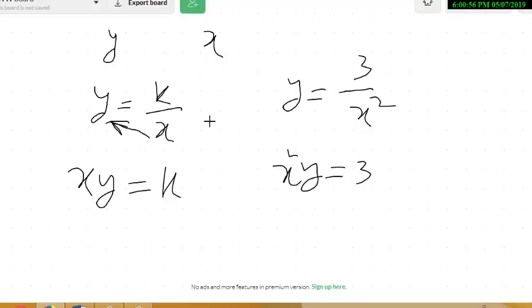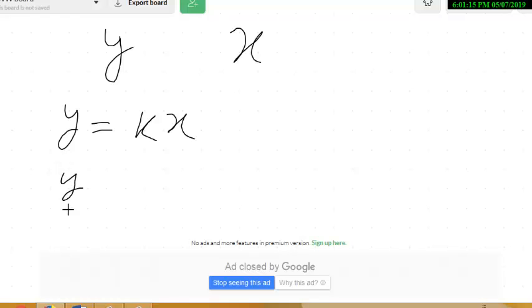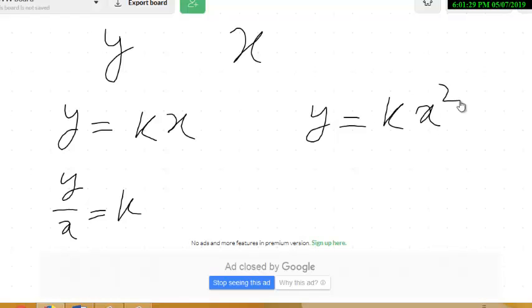Now let's come to the directly proportional. If two variables y and x are directly proportional, so the formula is like that: y is equal to k times x, and you can also write this formula: y over x is equal to k. Let me take an example. y is directly proportional to x squared. And you can also write it like this: y over x squared is equal to k.